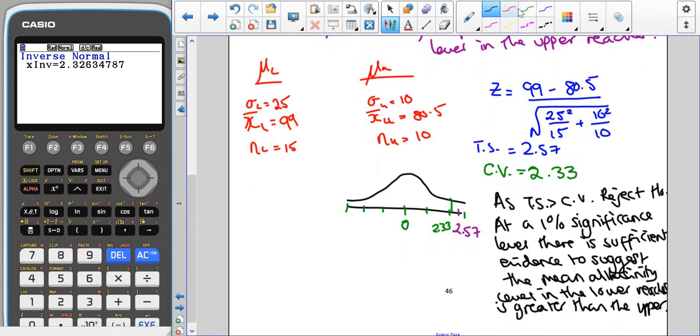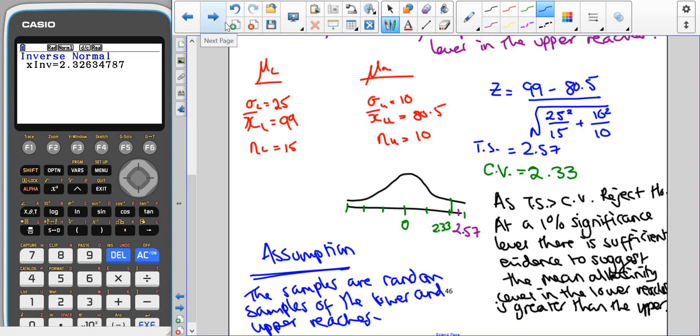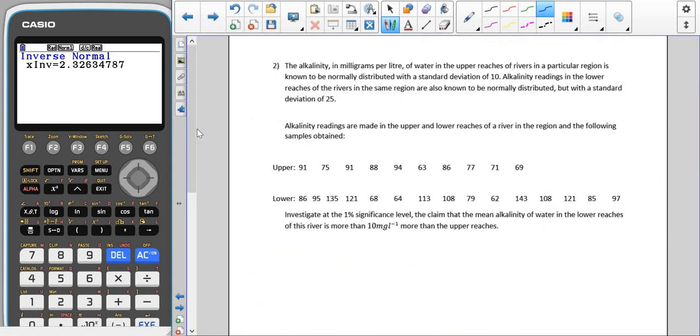So we could state here that we are assuming, so our assumption is that the samples are random samples of the lower and upper reaches. And remember that is important. We talked about that in normal hypothesis testing with a single sample and t-hypothesis testing with a single sample. And even in confidence intervals, whether it's a large sample or a small sample, it always has to be a random sample that we are taking.